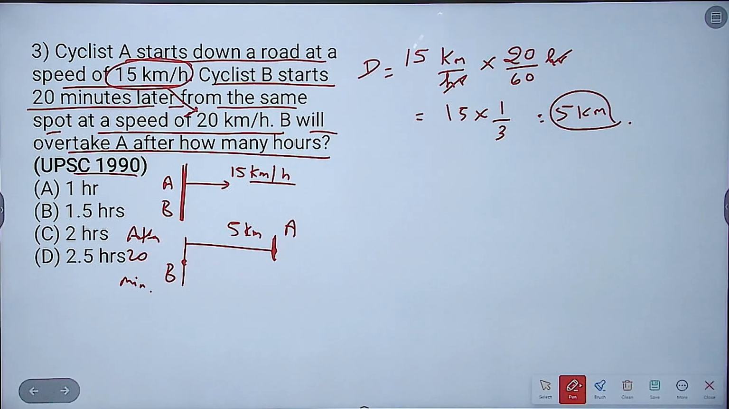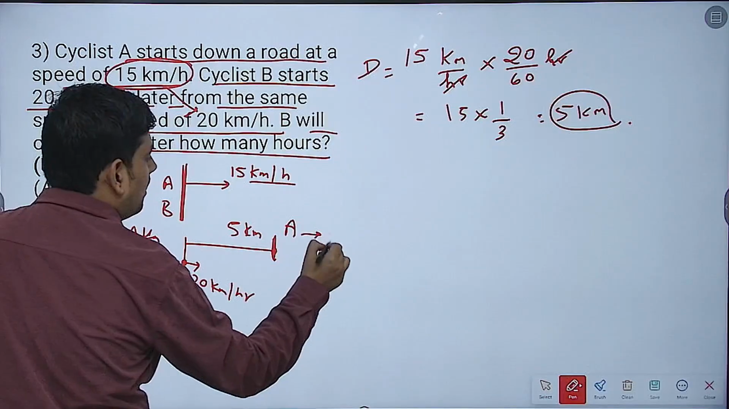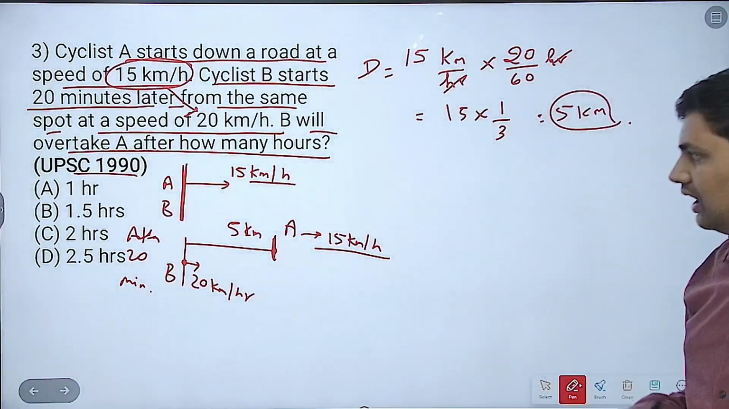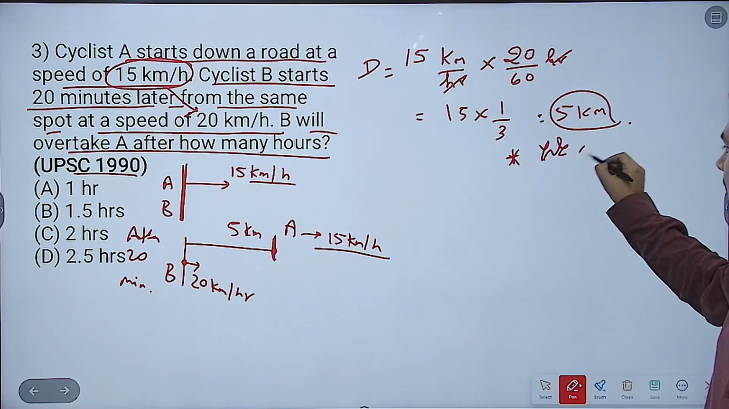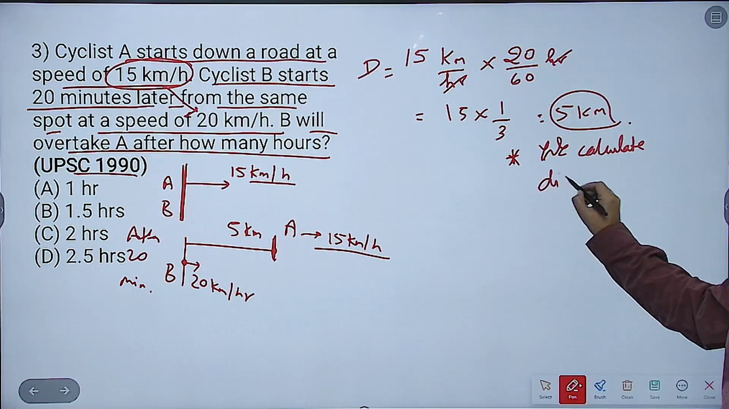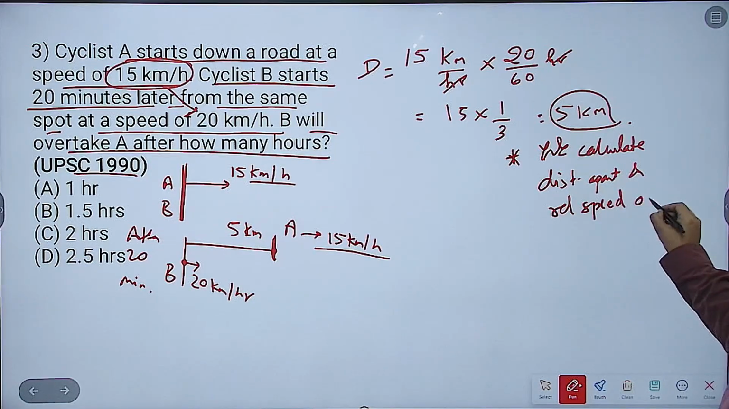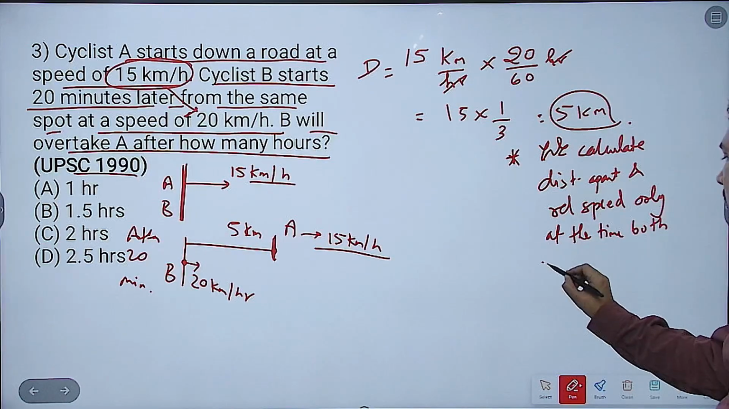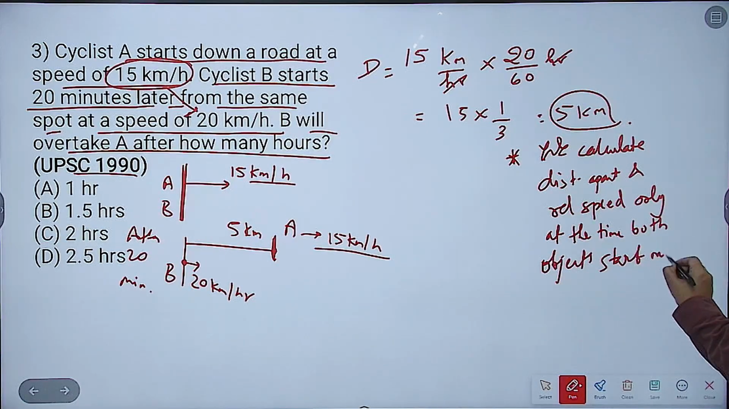Now you see, now B will also start moving. B moves at what speed? B moves at 20 km per hour, and A continues to move at 15 km per hour. Okay, understand? Understand this, that you can make a note point that we calculate distance apart and relative speed only at the time both objects start moving, not before that.